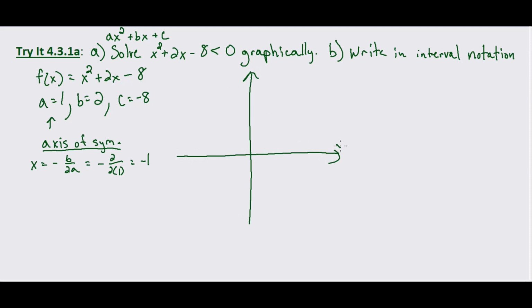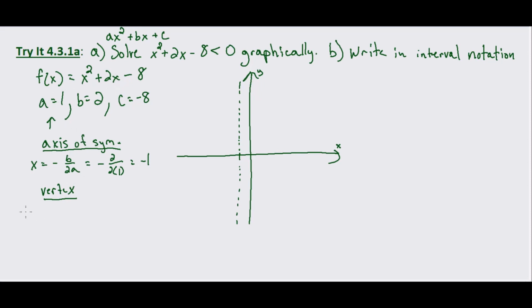I would suggest using graph paper. I'm not bringing it in here for purposes of ease. So we have x equals negative 1. Here's our axis of symmetry. Now, what else do we know? What about the vertex? Well, we know the vertex is at the x value of the axis of symmetry. So we substitute that into our function.